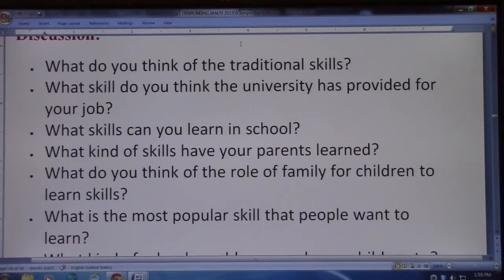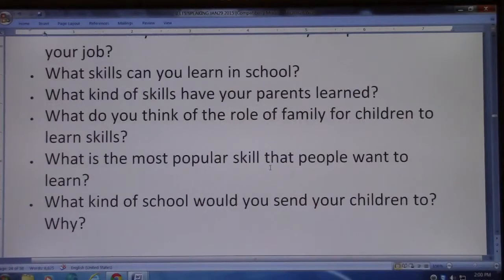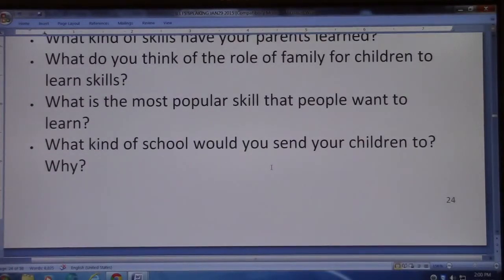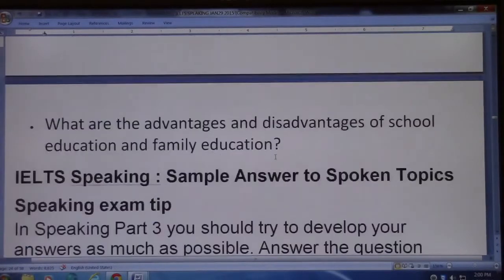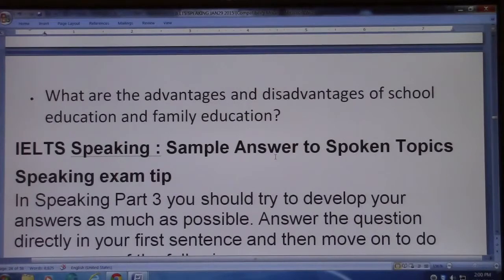What do you think of traditional skills? What skill do you think the university has provided for your job? What skills can you learn in school? What kind of skills have your parents learned? What do you think of the role of family for children to learn skills? What is the most popular skill that people want to learn in your country? What kind of school would you send your children to and why? And what are the advantages and disadvantages of school education and family education?